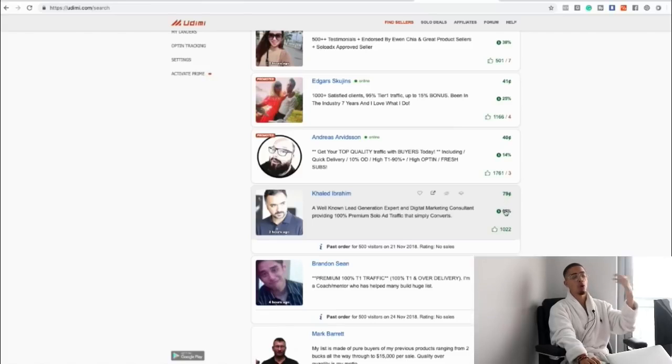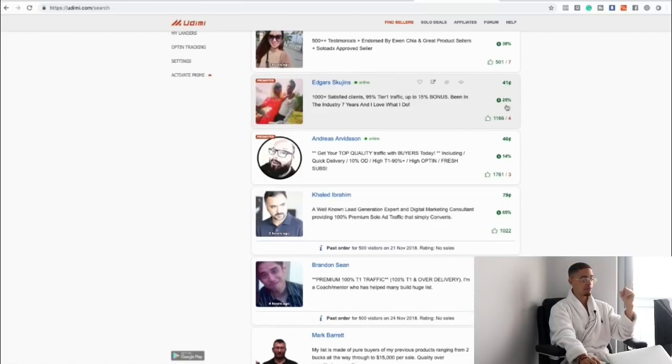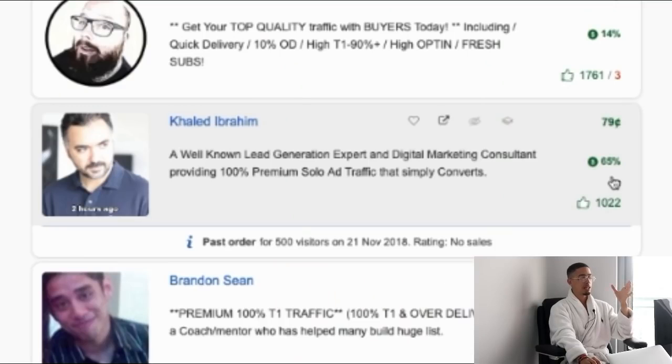Yes, he charges more, but let's do the math here really quick. This person charges 41 cents, but has a 25% conversion rate. This one charges 79 cents, but has a 65% conversion rate. That means their traffic is more than double. Two times this is 50%. Literally, this person is over double that conversion rate. So I'd rather spend 79 cents, pay more for better traffic, right?